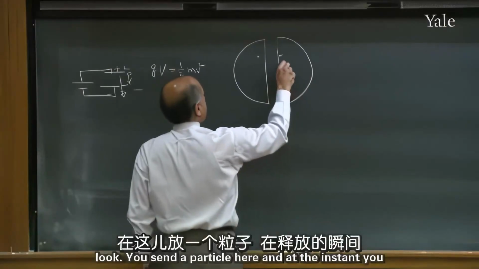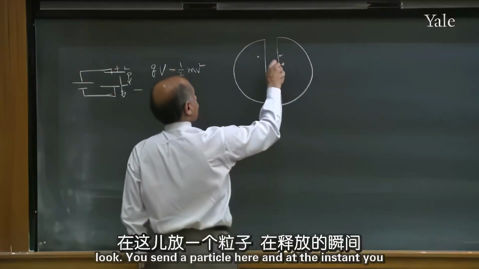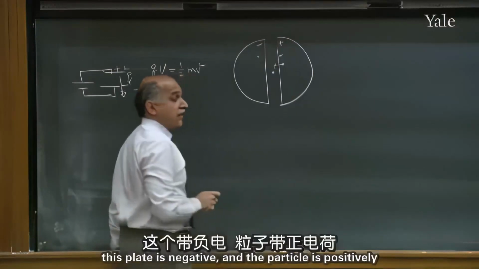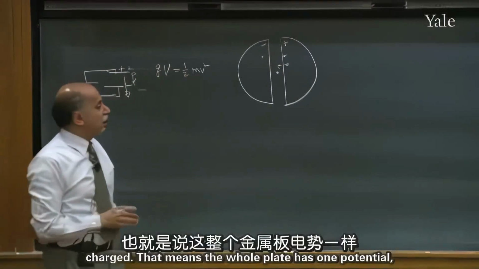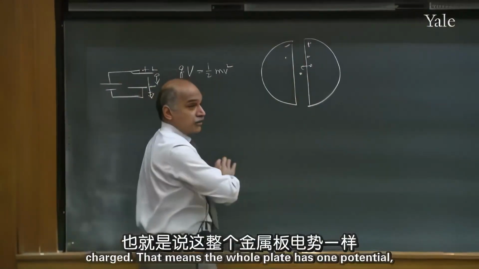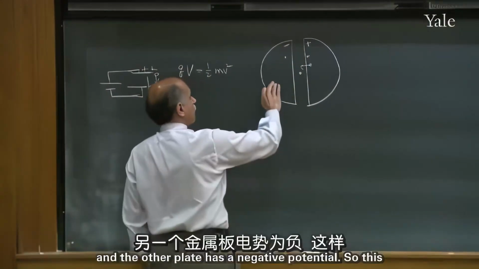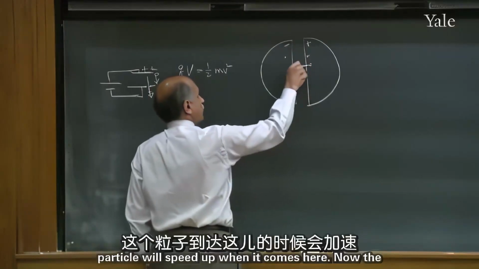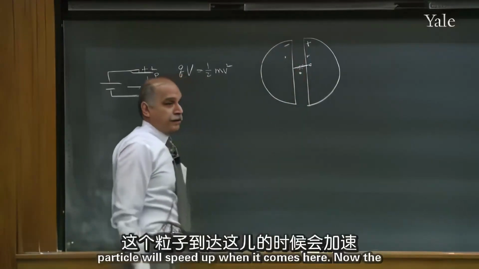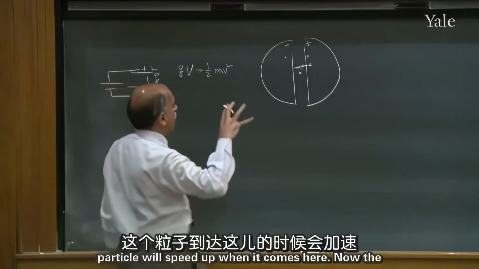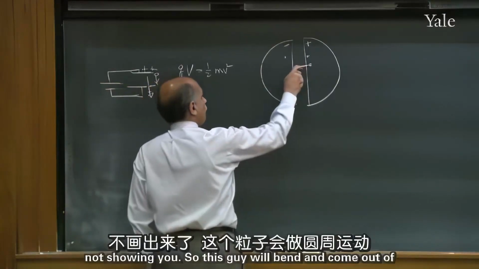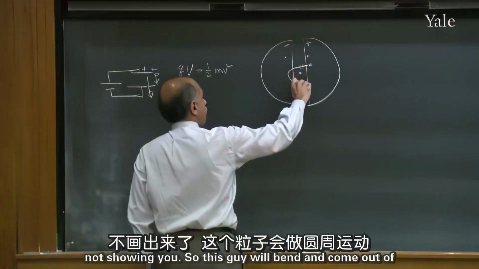You send a particle here, and at the instant you release it, imagine that this plate is positive and this plate is negative, and the particle is positively charged. That means the whole plate has one potential, and the other plate has a negative potential. So this particle will speed up when it comes here. Now the whole thing is immersed in a magnetic field, which I'm not showing you. So this guy will bend and come out of this side.